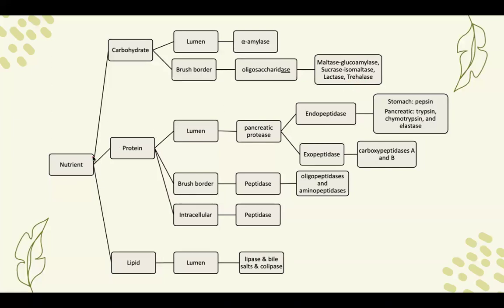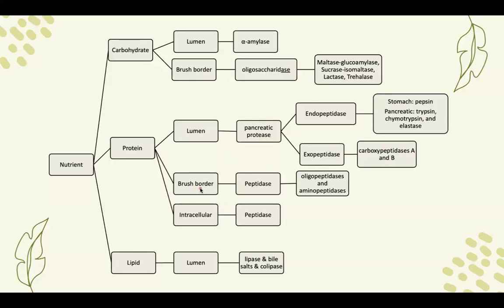Okay. Now, for proteins, we have lumen, brush border, and intracellular digestion. At the lumen, we use pancreatic proteases divided into endopeptidases and exopeptidases. Endopeptidases include trypsin, chymotrypsin, and elastase, which are pancreatic, and the stomach endopeptidase is pepsin. And these are the ones we talked about because these are the ones found in the small intestine, not pepsin, okay? Exopeptidases are basically carboxypeptidases A and B, okay?